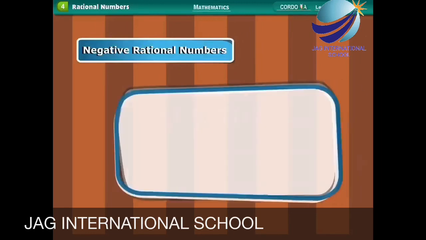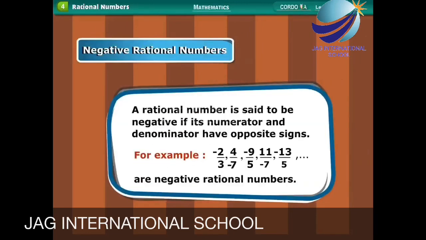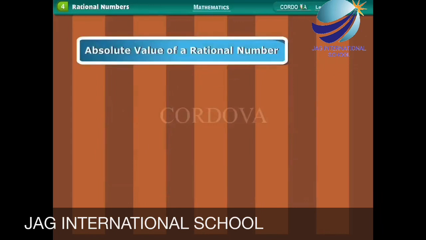Negative rational numbers. A rational number is said to be negative if its numerator and denominator have opposite signs. For example, -2 upon 3, 4 upon -7, -9 upon 5, 11 upon -7, -13 upon 5 are negative rational numbers.